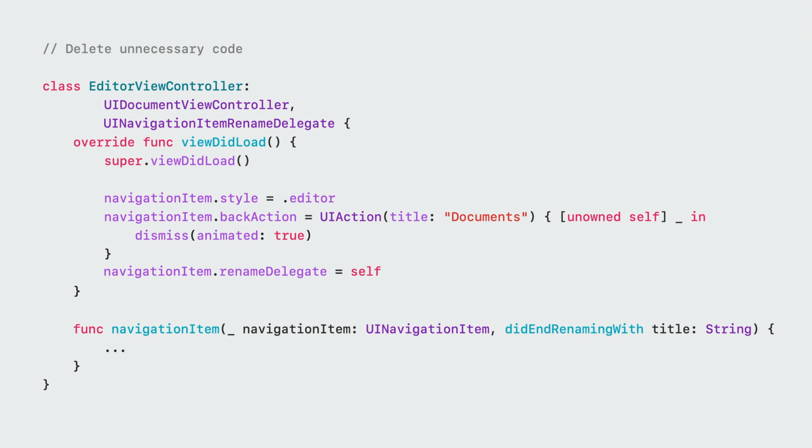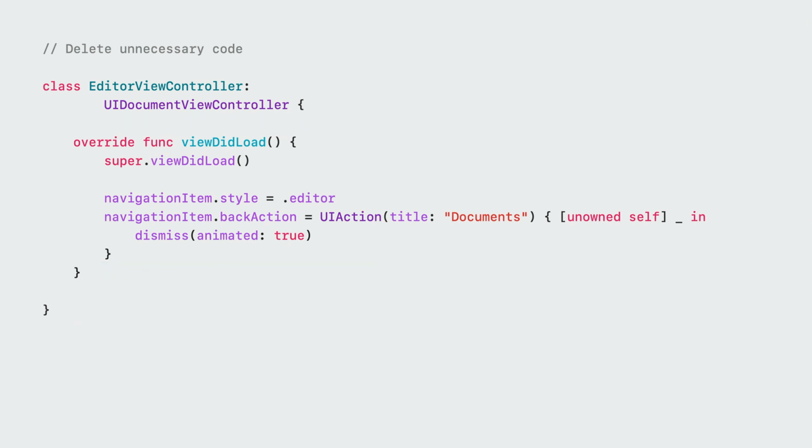Alright, next the part that we all enjoy most, deleting code. EditorViewController conforms to UINavigationItemRenameDelegate, but we no longer need that. UIDocument does all renaming for us automatically. So we remove the delegate definition, the delegate method with all its code, and also the rename delegate assignment. Next, we can remove a few more navigation item customizations. Both style and back action are configured by the document view controller automatically, so we can get rid of this completely.